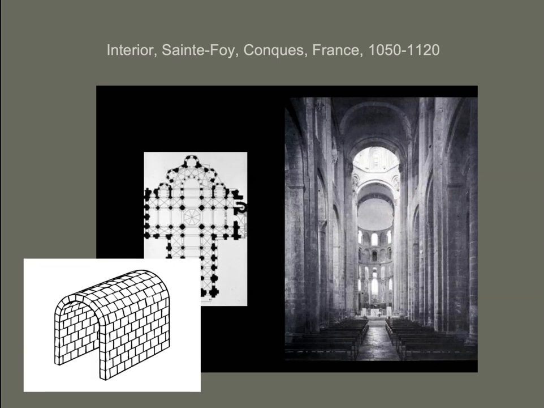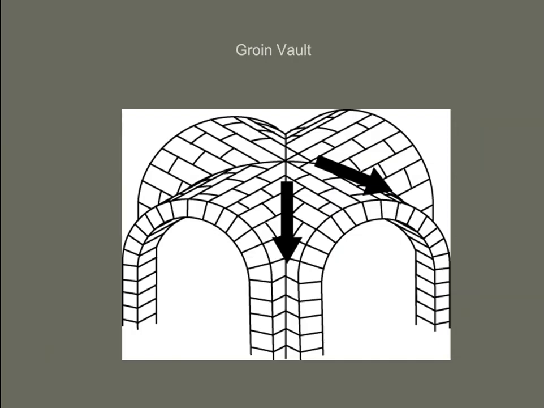So that's what a barrel vault looks like, and this is what a groin vault looks like. And you can see how all the weight coming from the middle is going to be thrust outward and then down into the pillars.